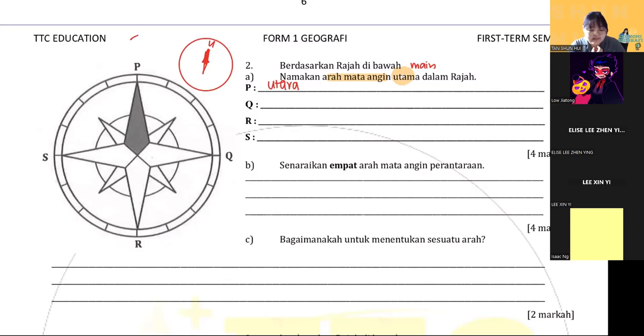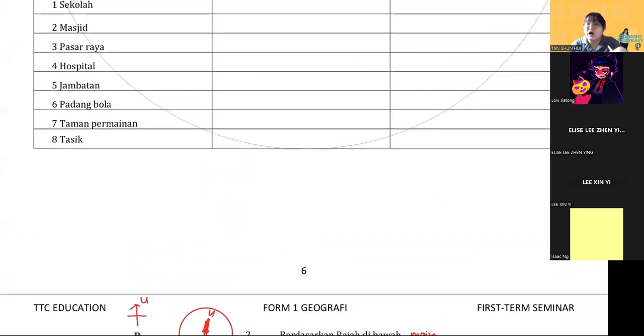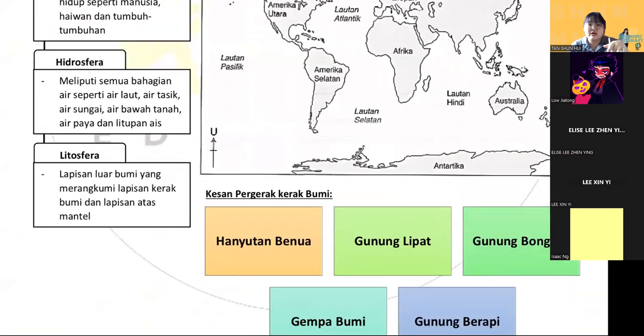And even sometimes they might give you something like this. When you see the arrow, it means this is the direction for utara, the north. Got it? So remember, your direction is always following; we will actually read it as clockwise. Right? We will read it as clockwise.